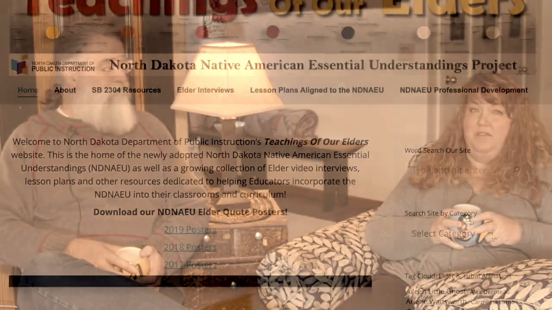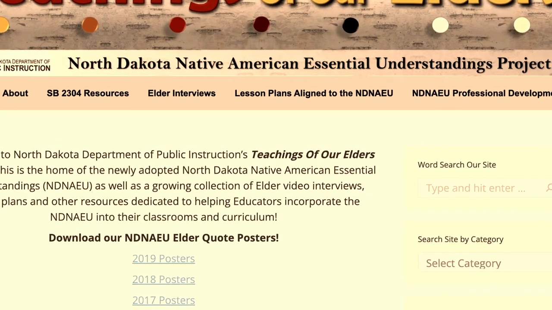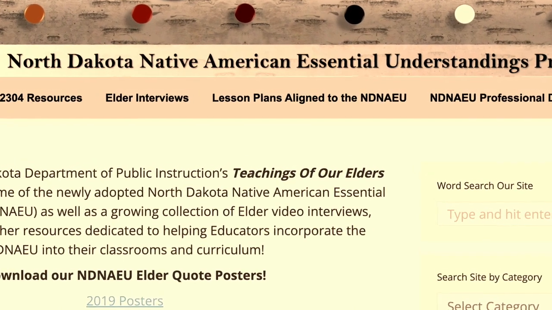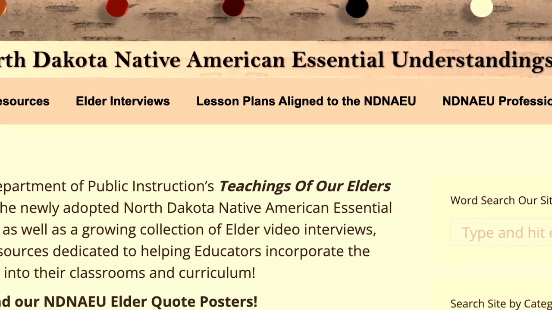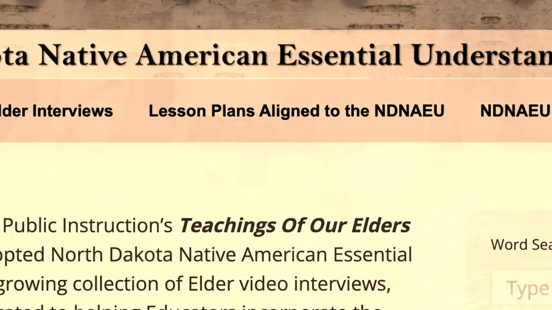Now, there are hundreds of these on the website. If you go to teachingsofourElders.org or woolakotaproject.org, you're going to find literally hundreds on each one. In both states, we are not at the state level allowed to ever create or require curriculum. Boy, that's kind of a tongue twister. And so this isn't curriculum.